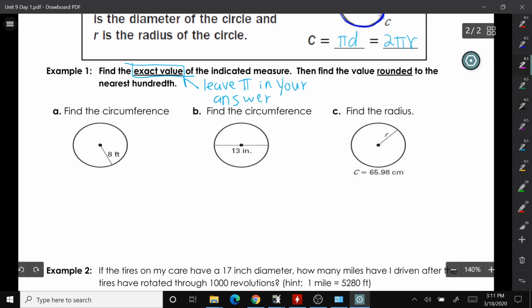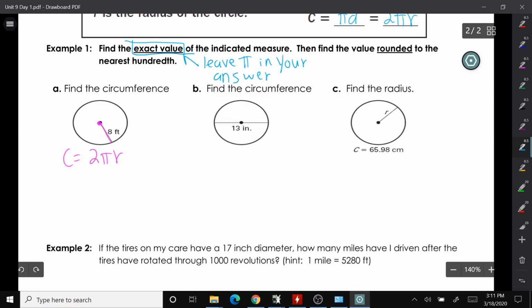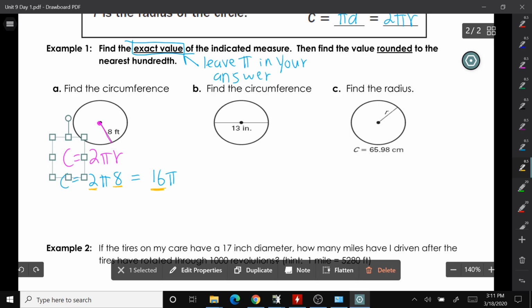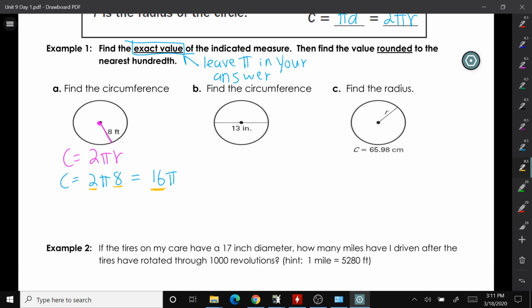So in example A, we're given the radius. So I'm going to use circumference equals 2 pi times the radius. Then we can plug in 8. So C equals 2 times pi times 8, which we know that to be 16 times pi. Because we multiply our two numbers, 2 times 8 is 16, and then we are asked to leave pi in our answer. The second part does say to give a decimal approximation.